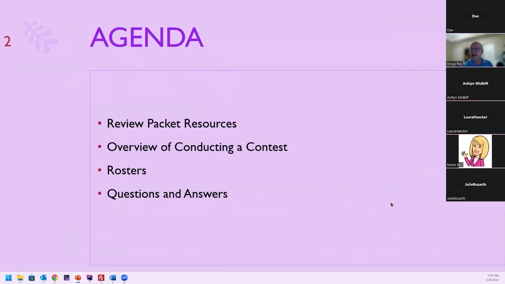The agenda for tonight is to review the packet resources. These are the items that will be in your packet when you pick them up at the tab room. An overview of how to conduct a contest and what you'll see on the rosters, and then I'll be able to answer any questions that you may have.